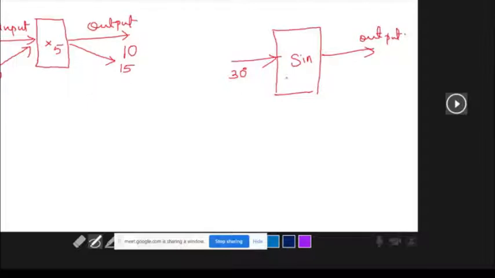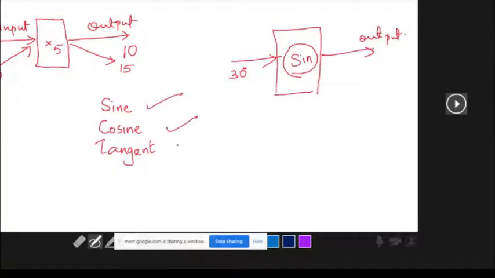Okay. So we are going to learn about these functions today. That is about sine, cosine, and then we have tangent, T-A-N-G-E-N-T, tangent. These three functions are the main functions of trigonometry: sine function, cosine function, and tangent function. These are the three main functions: sine, cosine, and tangent.